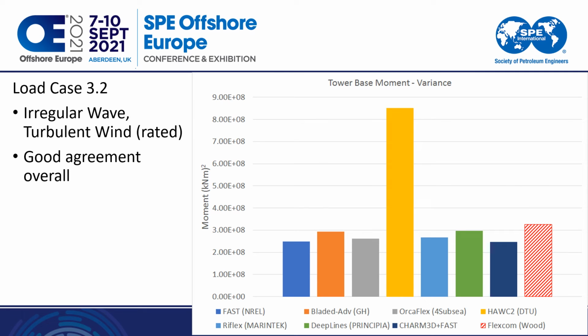Looking at the variance in tower base moment, which, as I said, is the square of the standard deviation of the moment over time. This is a random simulation, so it ran for more than 1,000 seconds. So we're looking at statistical measures. Aside from one software modeling tool, which tends to overestimate the variance in tower base moment, all of the others show relatively good agreement. So Flexcom, our new tool, is showing good agreement with the other tools from the original OC4 benchmarking exercise.